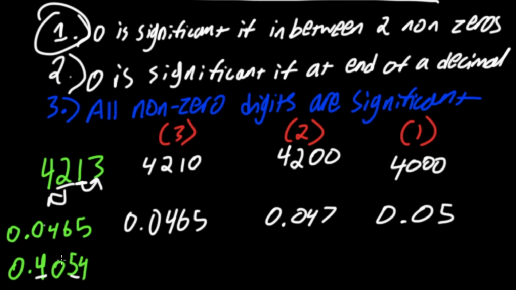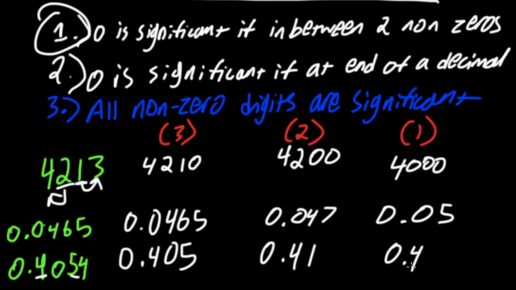So 1, 2, 3, with the 5 staying the same since 4 is lower than 5, giving us 0.405. If we rounded to 2, it would be 0.41, and then to one significant figure, simply 0.4.